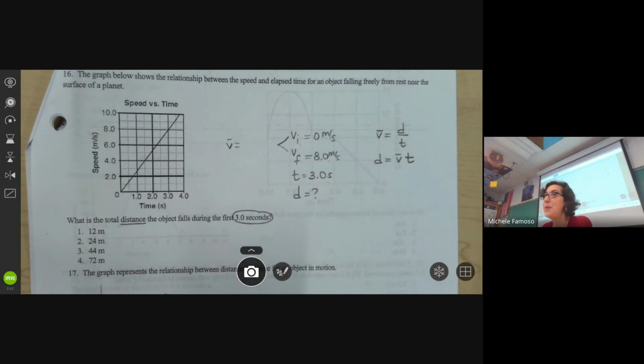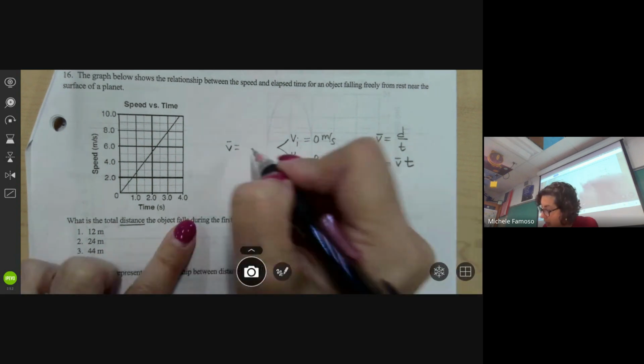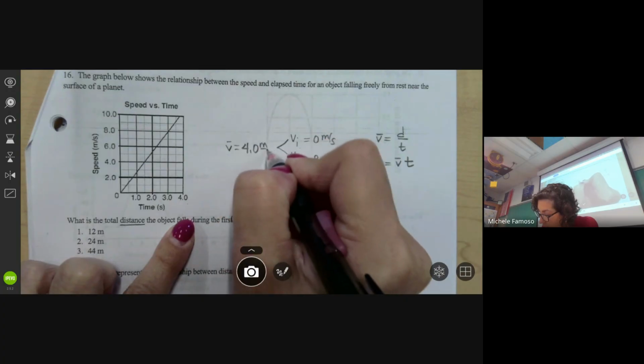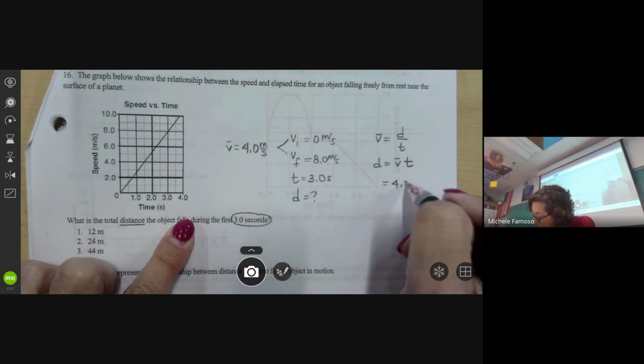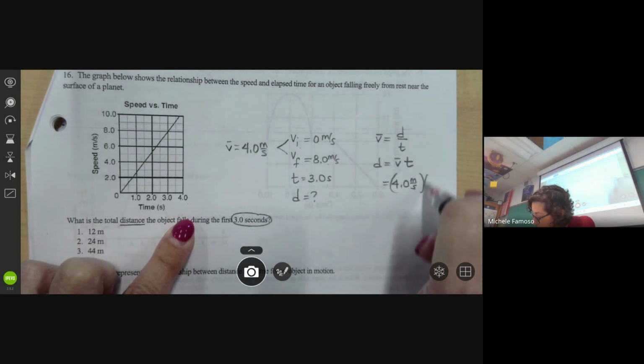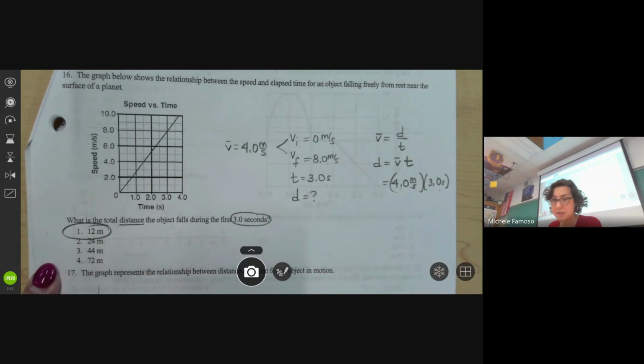No, I'm not giving you an 8% on a quiz if you got a 0 on one quiz and an 8 on another. What's the average if you got a 0 and an 8? 4. 0 plus 8 is 8 divided by 2. 4.0 meters per second. So I'm going to take 4.0 meters per second and multiply by 3.0 seconds, which is 4 times 3 is 12, choice number 1.